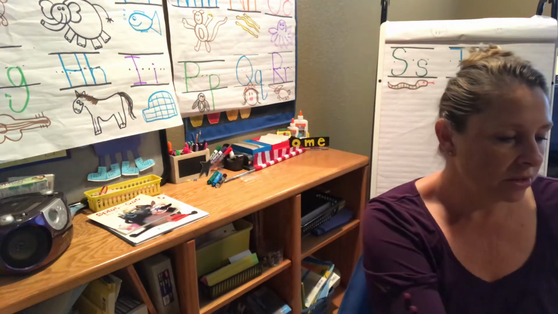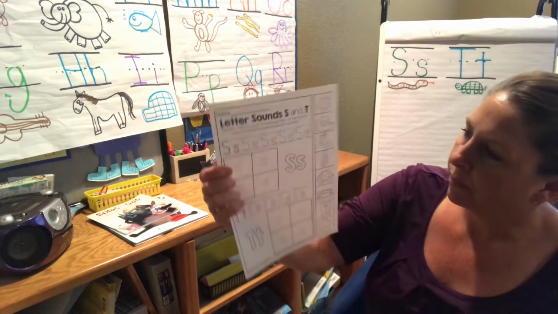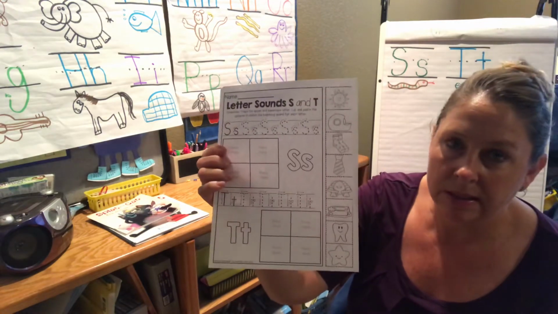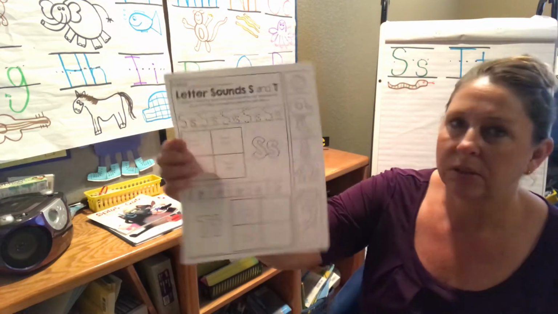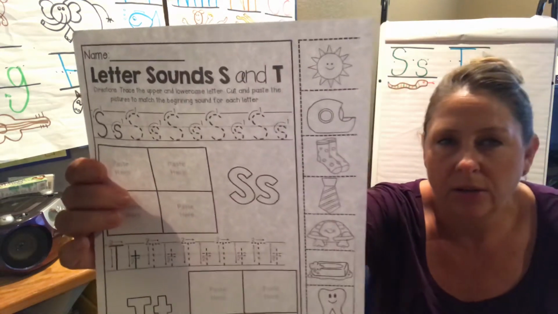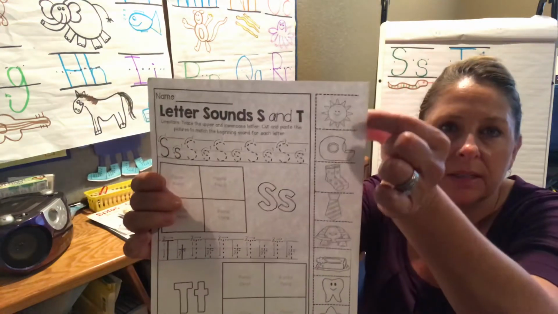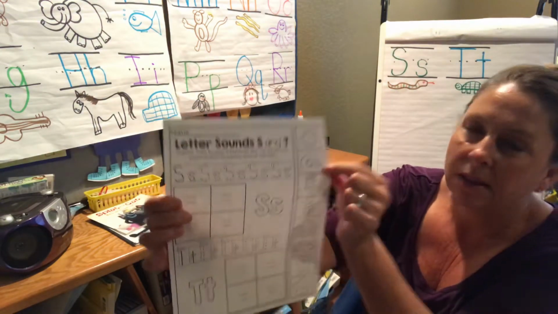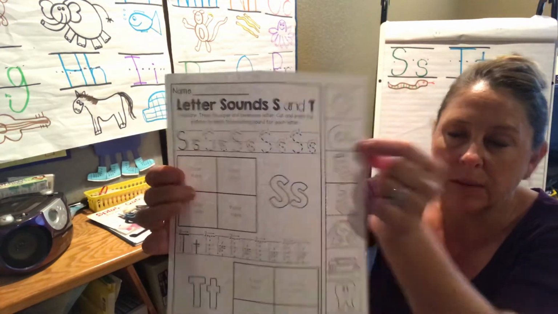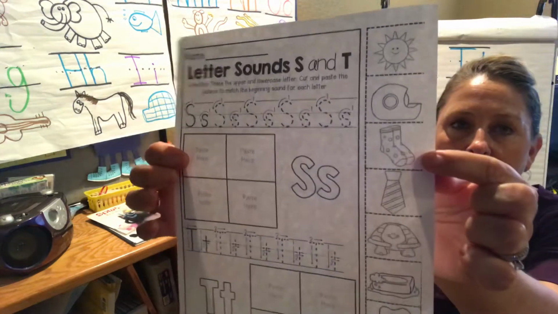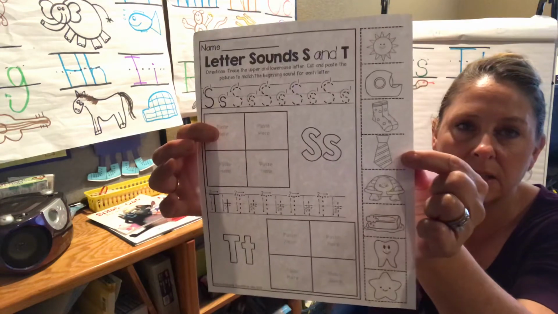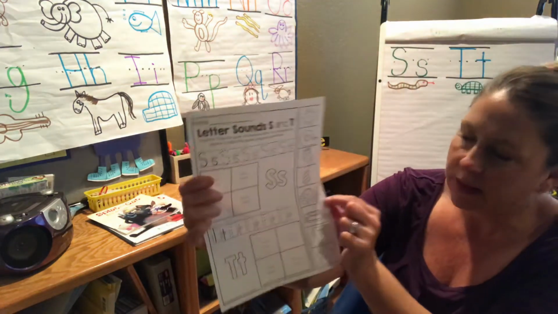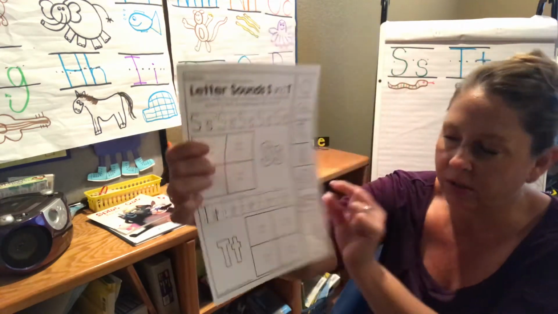You're also going to do S and T. So remember, S says sss and T says t, t, t. And let's look at the pictures to remind ourselves what they are, and you can listen for the sounds. This is a sun. This is a t, t, tape. This is socks. This is what we did yesterday, a t, t, tie. This is a t, t, turtle.